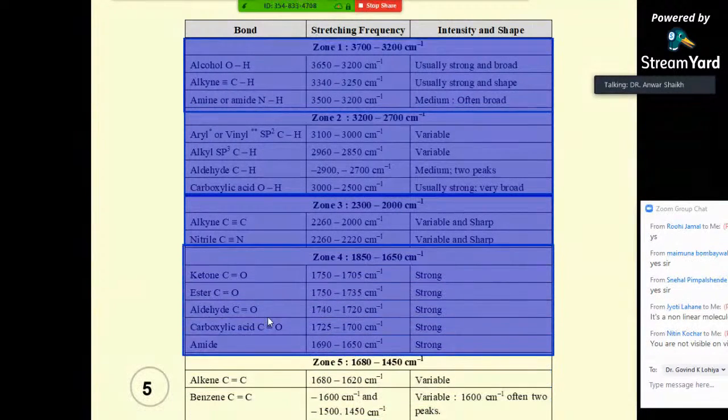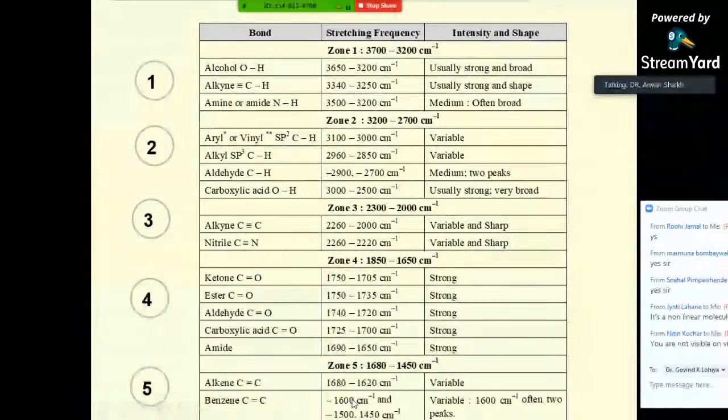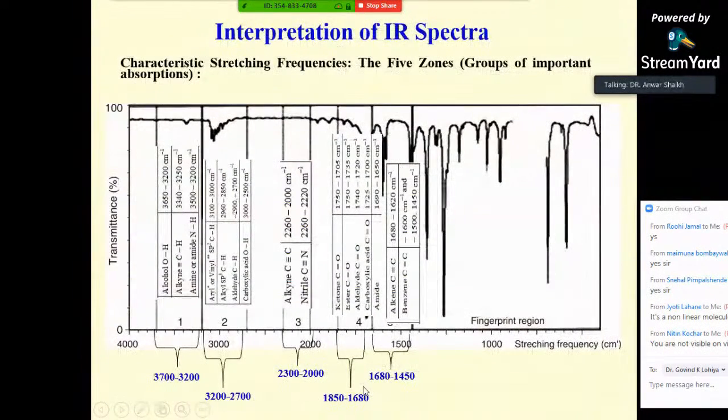And the last one, the next to the extreme left, right of 1500, is 1450 to 1680. It is a double bond region, so maybe the C double bond C of aliphatic compounds or C double bond C of aromatic compounds. Here we will get the peak in this region. So these 5 regions are very important.